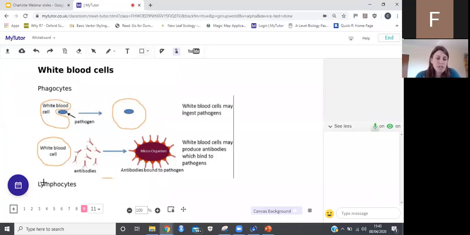Then we have lymphocytes, which form another part of our immune system. So they're white blood cells that produce antibodies. Those antibodies bind to a pathogen, and then that allows the body to recognize that pathogen and to generate other immune responses that deal with it or break it down. So lymphocytes are really important for producing those antibodies.